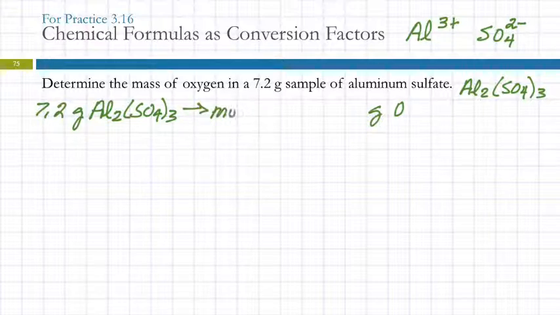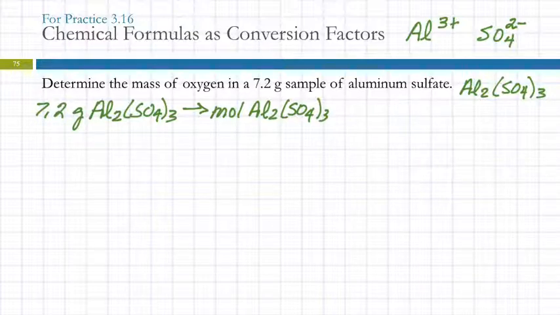Here we're going to have moles in the middle. We're going to have moles of aluminum sulfate. And I did not leave enough room, so I'm going to erase that. And from that formula, we can convert from moles of the compound to moles of oxygen. And then using the molar mass of oxygen, we can convert to grams of oxygen. You might say, well, isn't there a shorter way to do this? Not really.